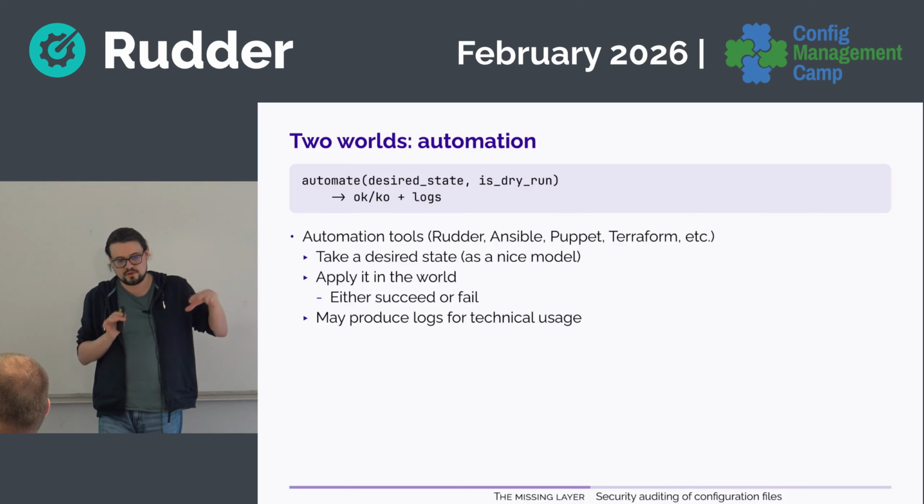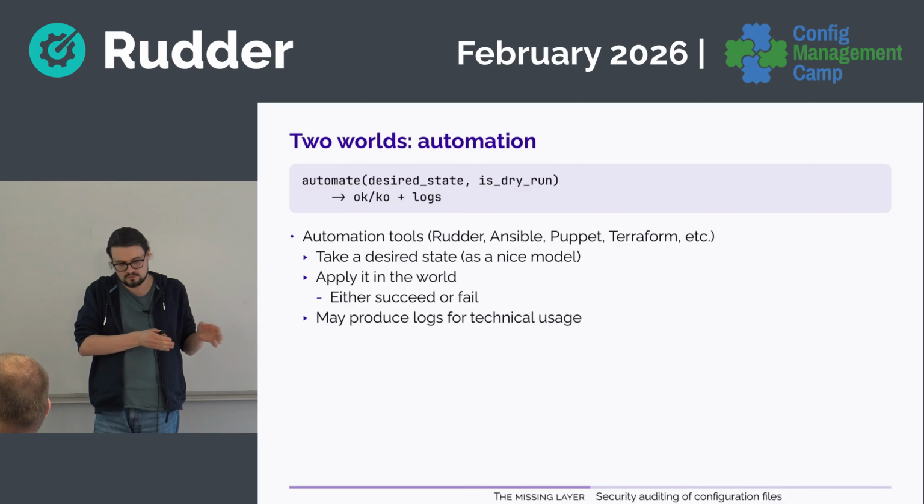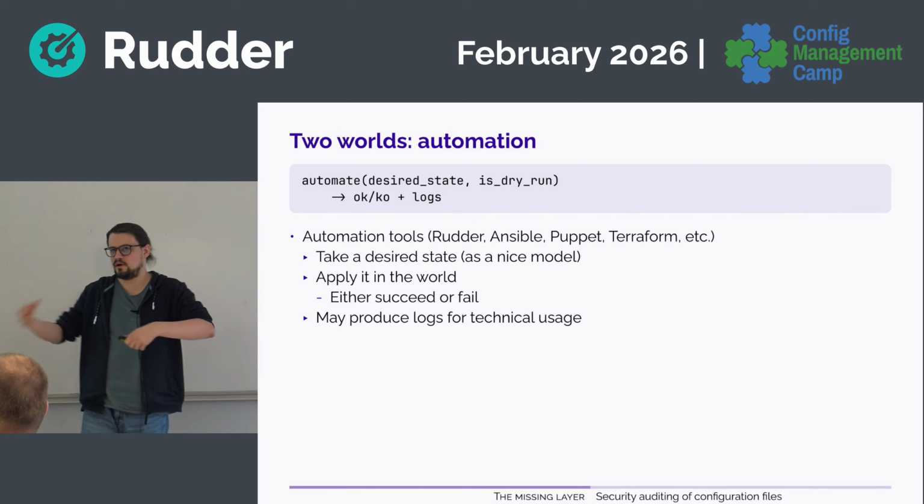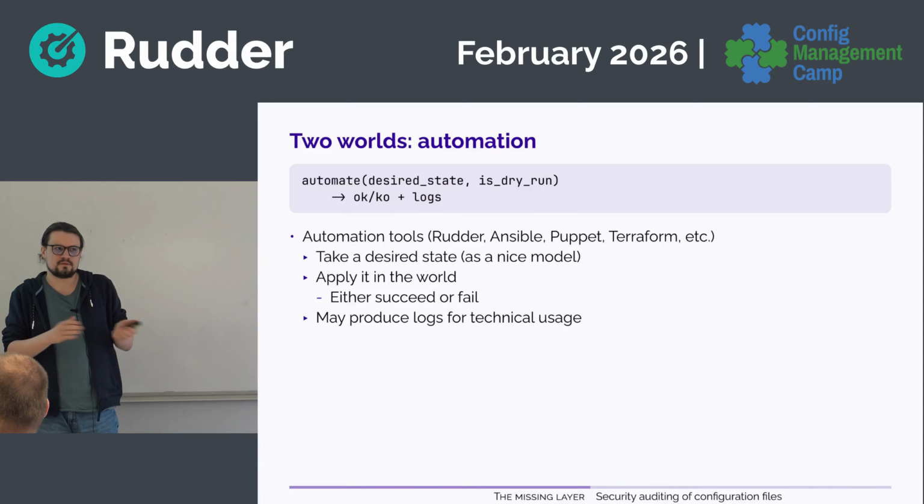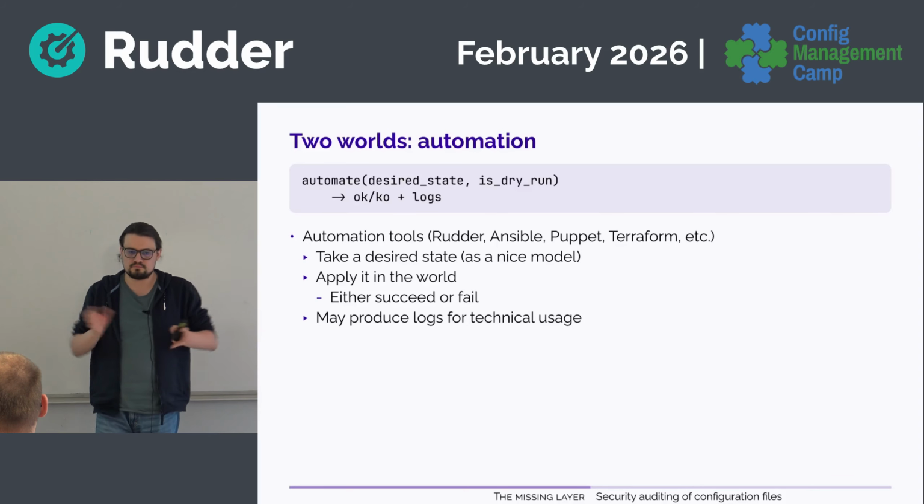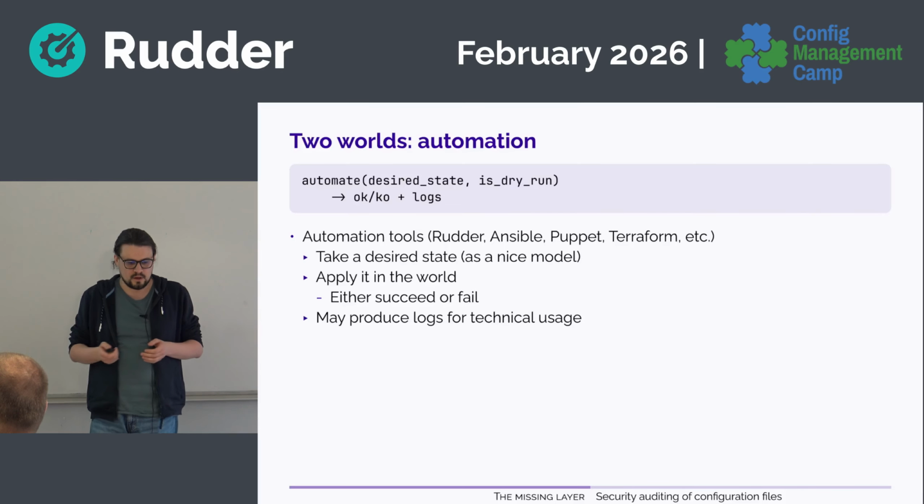So we can see we have really 2 different worlds here. We have the configuration management automation world, where we have a desired state, often nicely modeled with a DSL or specific data files. We apply it on our systems. Usually we get okay, not okay feedback. We expect it to be green basically every time. We have logs when it fails, but it's mostly for technical use.